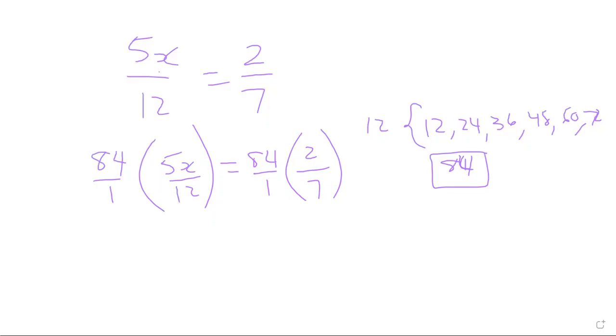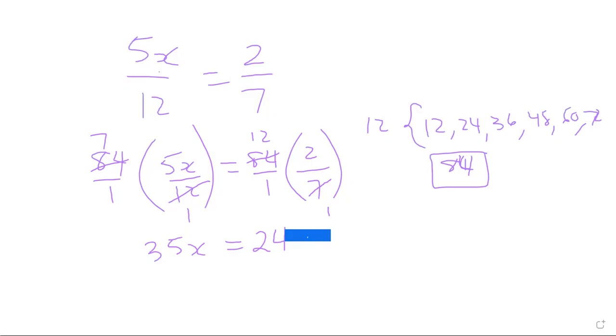So 12 goes into 12 one time. 12 goes into 84 7 times. When you come to the right, 7 goes into 7 one time. 7 goes into 84 12 times. So now I've got 7 times 5x, which is 35x. 12 times 2 is 24.